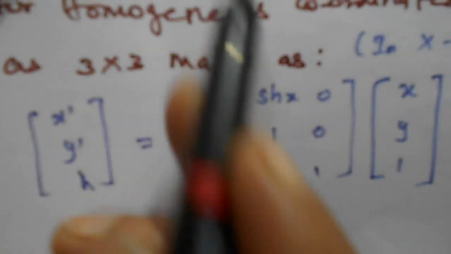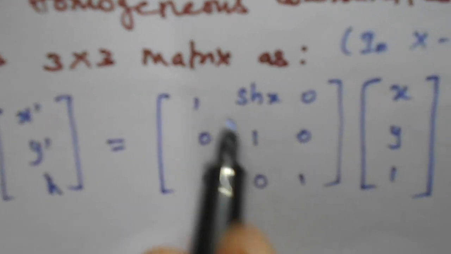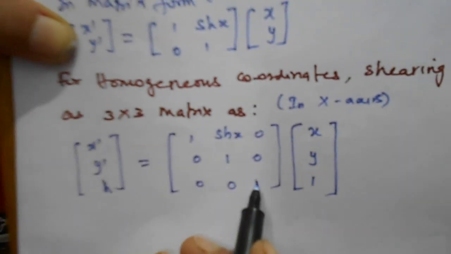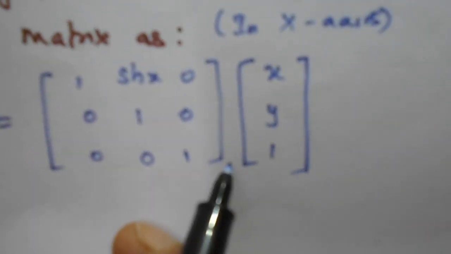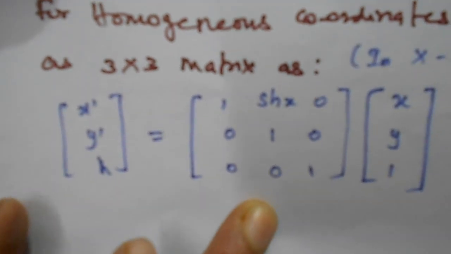See here, we write as it is the two-dimensional form. Then additionally we add one dimension, so just write 1, and fill the remaining places with 0. Then for the homogeneous coordinate value of x and y, we are just placing 1. This is the homogeneous coordinate matrix representation for shearing in the x direction.